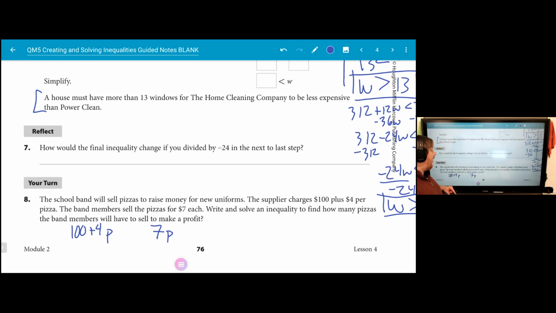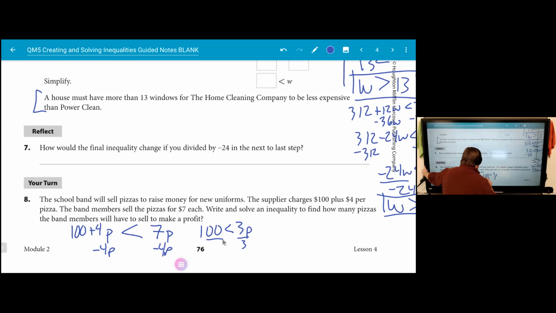Write and solve an inequality to find how many pizzas the band members will have to sell to make a profit. In other words, when is the band greater than the supplier? We can do this. Subtract 4P from both sides. I have 100 is less than 3P. Divide both sides by 3.